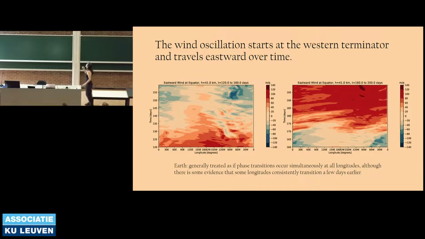And the other plot on the right shows the same kind of thing, the same slice of the equator and the same time, but it just shows a switch in the other direction. So in this case, you're starting out with the westward phase, and then you change direction to the eastward. And again, this happens first in this area between 90 west and 150 west, so around the western terminator.